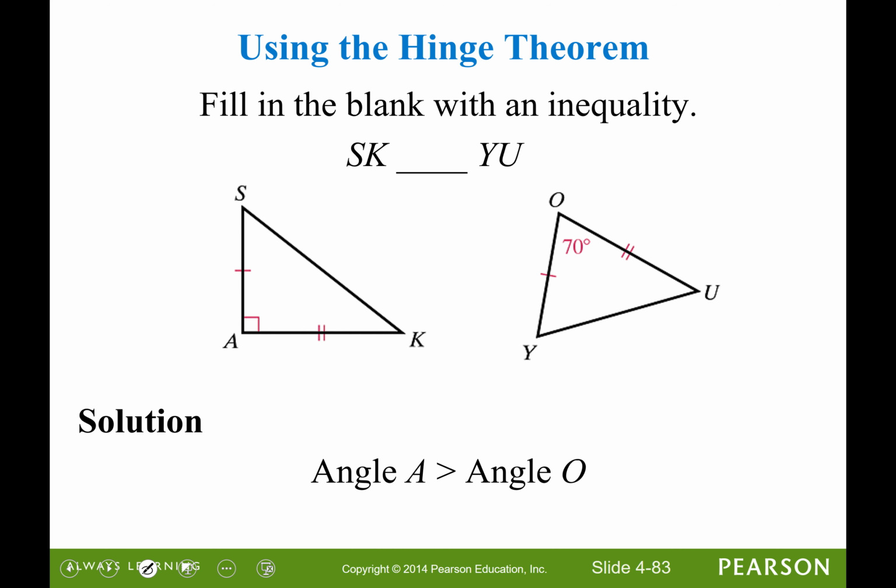Welcome back. If you came up with greater than, you got it right. And SK is right here. It is opposite of a 90-degree angle. YU is right here. It is opposite of a 70-degree angle. So since SK is opposite a larger angle, it's a larger side. So SK is greater than YU, and the solution is because angle A is greater than angle O. Justification, Hinge theorem.